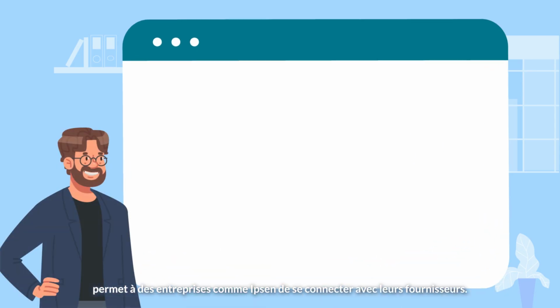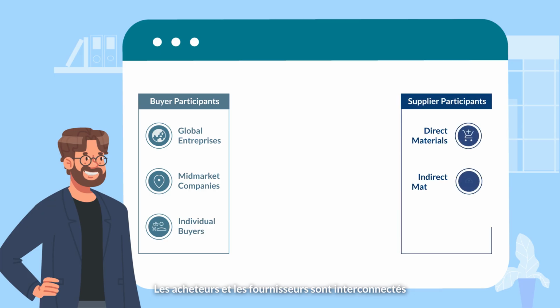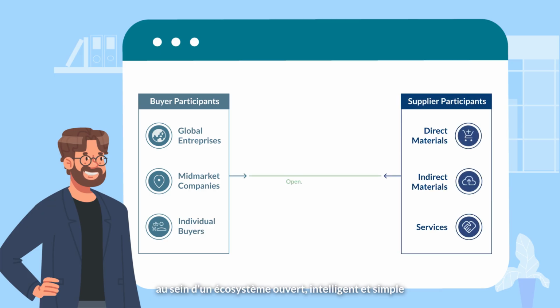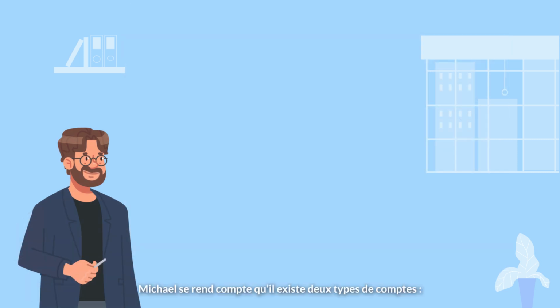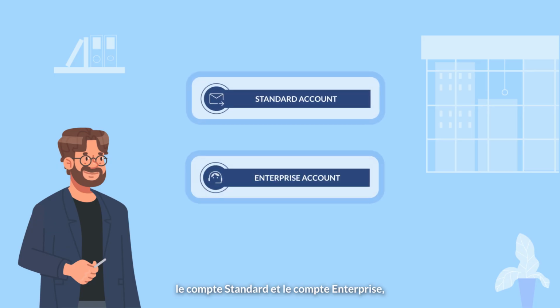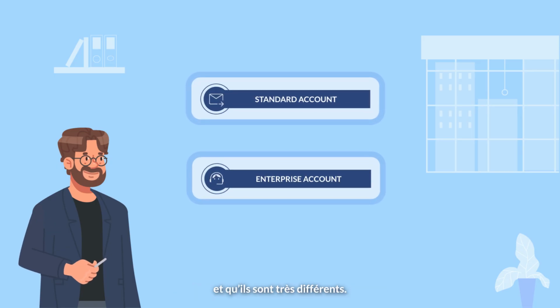Before we dive into navigating the solution, let's see how SAP Business Network will connect companies like Ipsen with their suppliers. Buyer participants and supplier participants are interconnected within an open, smart, and simple ecosystem through SAP Business Network. Michael realizes that there are two types of accounts, the standard account and the enterprise account, and they are very different.